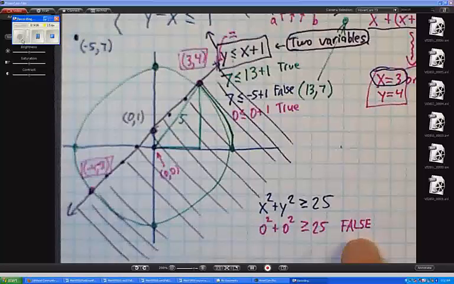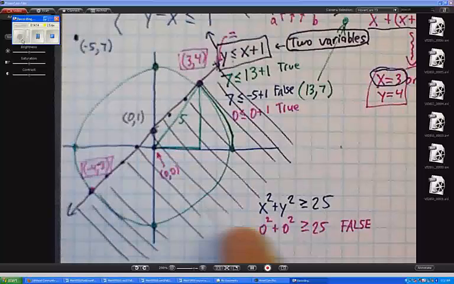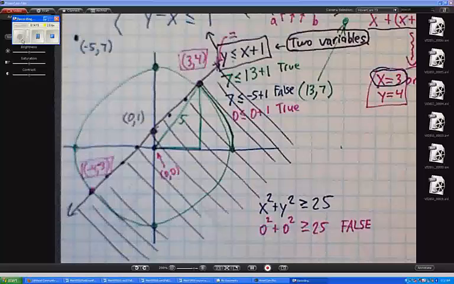True or false? Yeah, it's true that I tried it. What was the result? False. Okay? I tried a point inside the circle, and it did not satisfy the inequality. So is 0, 0 a solution? The answer is no, it's not a solution. Okay? Give me a point that will be a solution. Sure, 5, 5 is a nice choice, right?